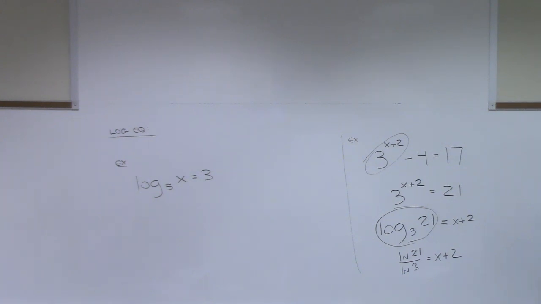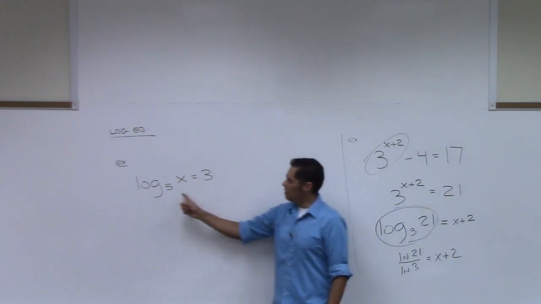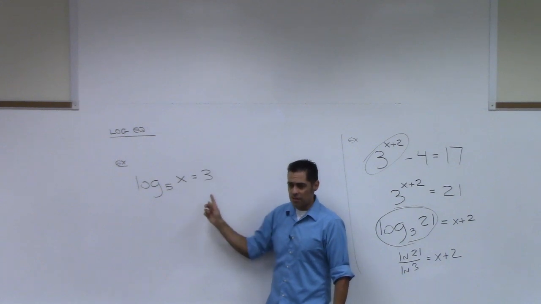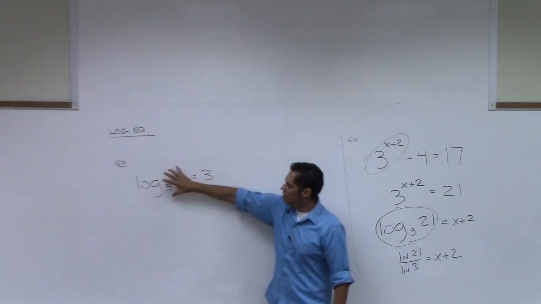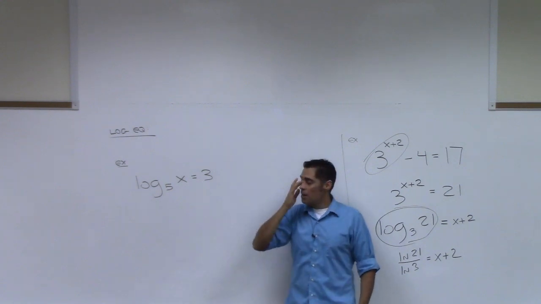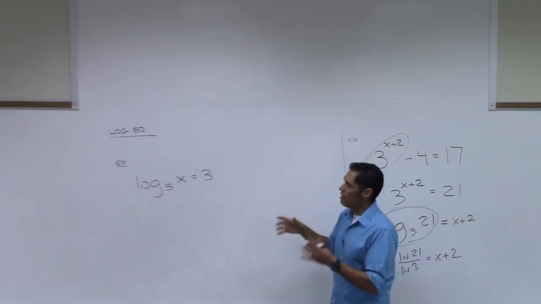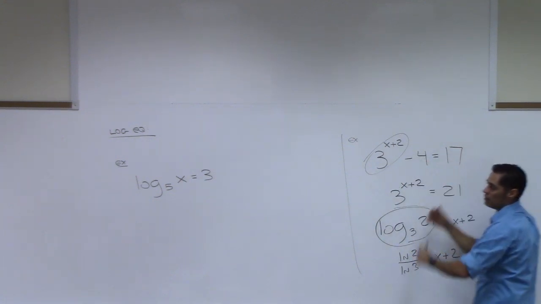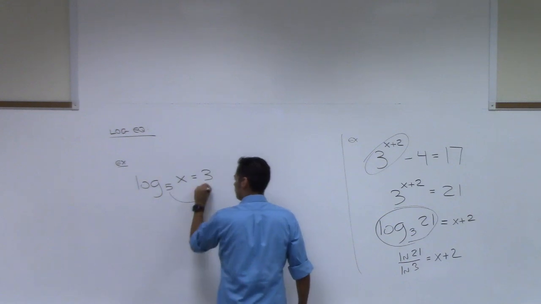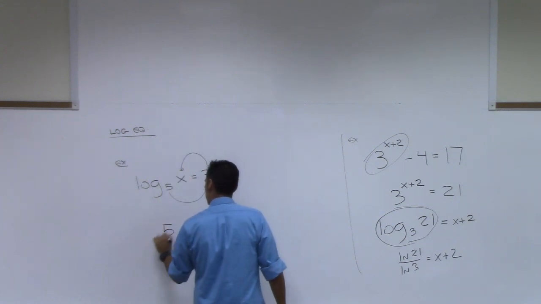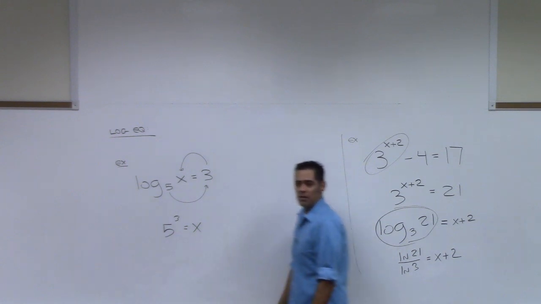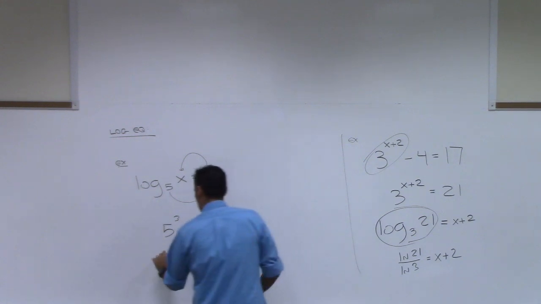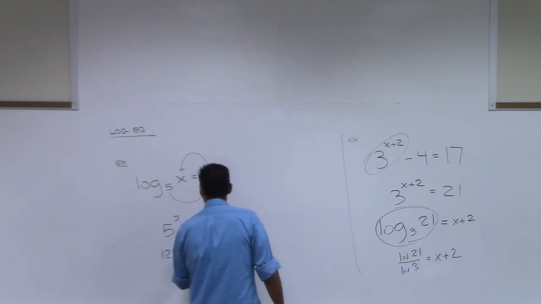125. X is 125. Why? Because this is really saying 5 to the third is x, right? But do you see that the x is in the log? It's not up in an exponent? So to do this problem, instead of going from an exponential to log, we're going to go log back to exponential. So I'm just going to take this and rewrite the loop like that. That's what that says. 5 to the third is x. And 5 to the third power is 125.